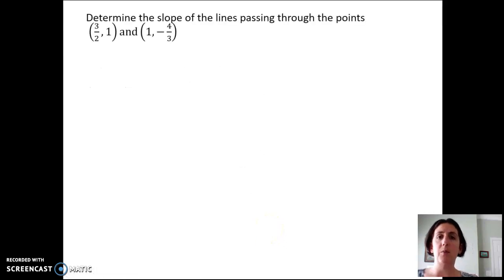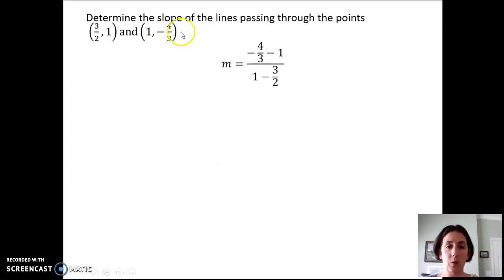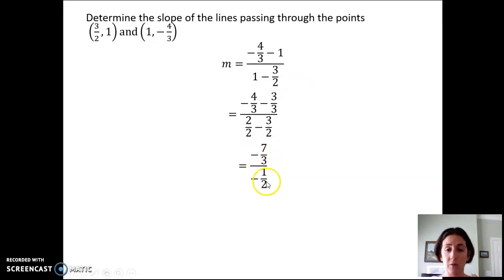Let's do another example with fractions. Again, we'll take the y from our second point minus the y from our first point over the x from our second point minus the x from our first point. In order to subtract with these fractions here, we're going to need common denominators. Once the denominators are the same, we can combine their numerators by adding and subtracting over that denominator. Now we have fraction over fraction, so we'll take this top fraction and multiply it by the reciprocal of the bottom fraction, and then multiply straight across to get a slope of 14/3.